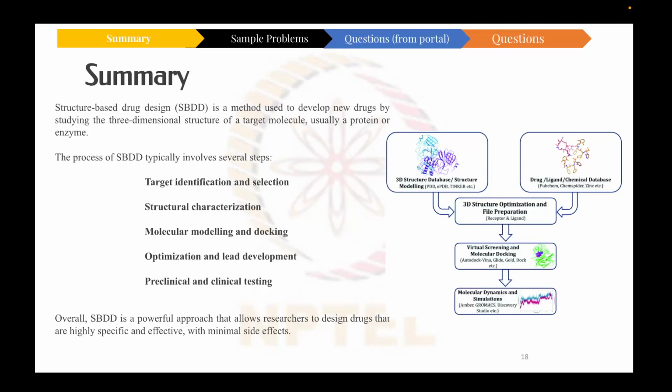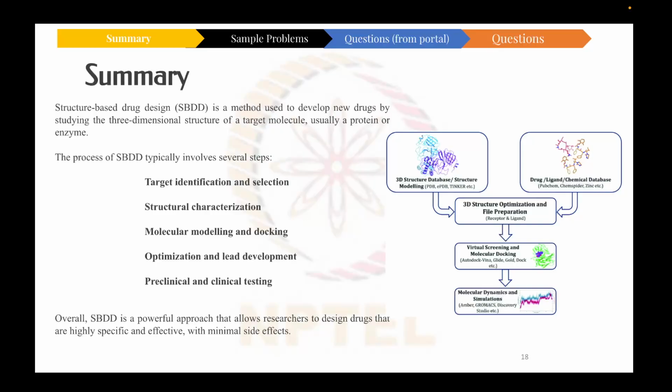So to start with the detailed explanation of structure based drug design, this method involves studying the three-dimensional structure of a target molecule, often a protein or enzyme, to design small molecules that bind to the specific sites on the target, thereby altering its activity and potentially improving the therapeutic benefits. The structure-based drug design process typically consists of several key steps. So the steps are mentioned here.